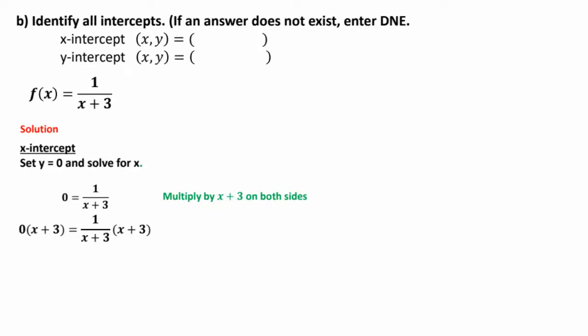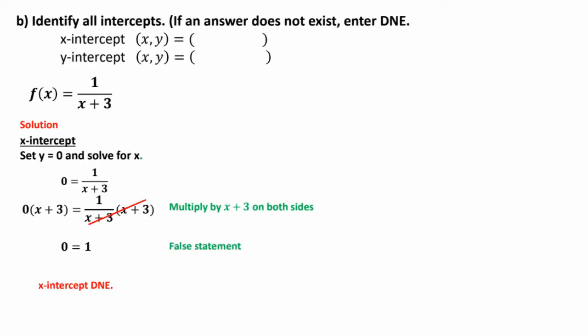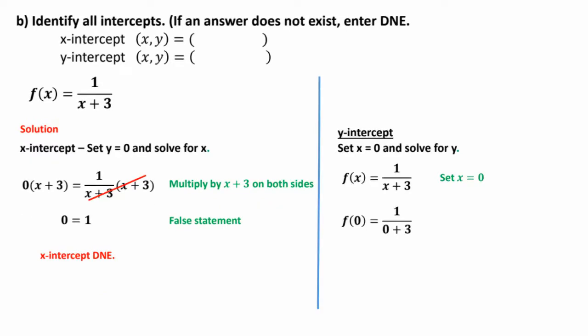Most of our students just say that it cancels, right? But on the other side, when I multiply x plus 3 times 0, that gives me 0. And we end up with 0 is equal to 1. And this is a false statement. 0 is not equal to 1. So hence, since this is a false statement, there are no x-intercepts. And what you would put on the computer would be does not exist, DNE, right?